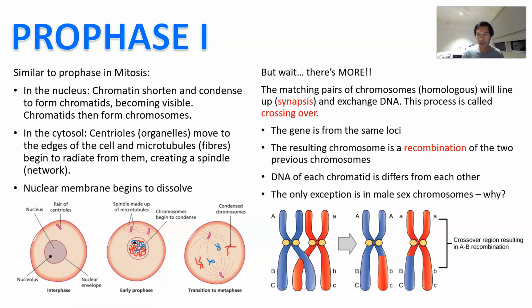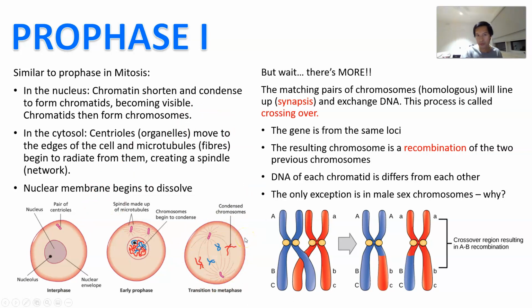And the first phase in meiosis round 1 is prophase 1. And you can see there the number 1 indicates that it is meiosis. Now, for the most part, it is very similar to mitosis, right? So in the nucleus, the chromatin shortens and condenses to form your chromatids, and then they become visible. The chromatids then form your chromosomes. In the cytosol, your centrioles, which are the organelles that release the spindle fibers, are going to move to the edges of the cell, and the spindle fibers are going to radiate to form the spindle network, and your nuclear membrane is going to dissolve. So very classic mitosis, right?